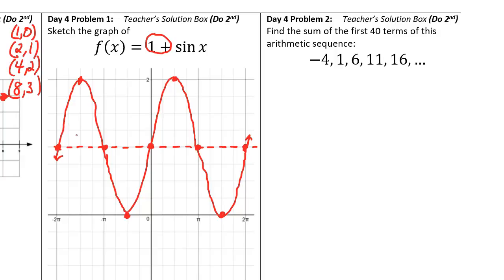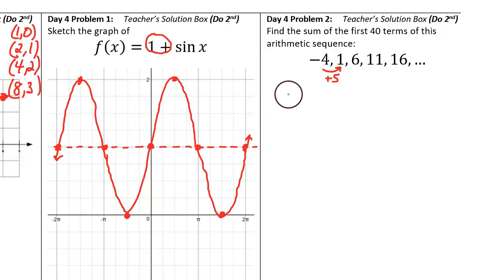Now day 4, problem 2. Find the sum of the first 40 numbers in this sequence. This is a sequence of numbers where the pattern between terms is to add 5. The rate of change is 5, or if you think of this as a linear function, the slope is 5.